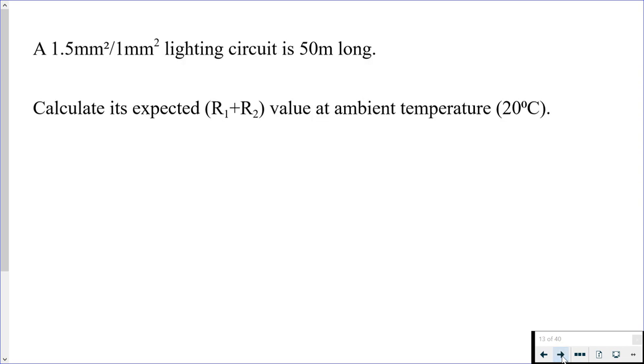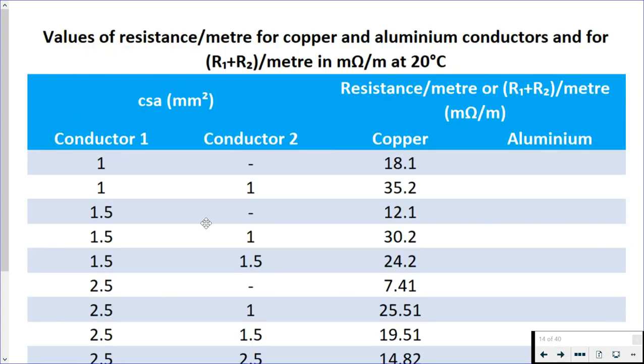Second question, we have a 1.5 millimetre squared line conductor and a 1 millimetre squared protective conductor on this lighting circuit, and the lighting circuit is 50 metres in length. So we have to calculate its expected R1 plus R2 value at ambient temperature. So again, back into these tables in Appendix I of the On-Site Guide or Appendix B in Guidance Note 3 respectively.